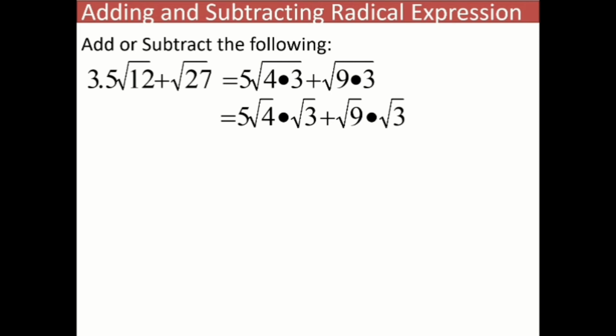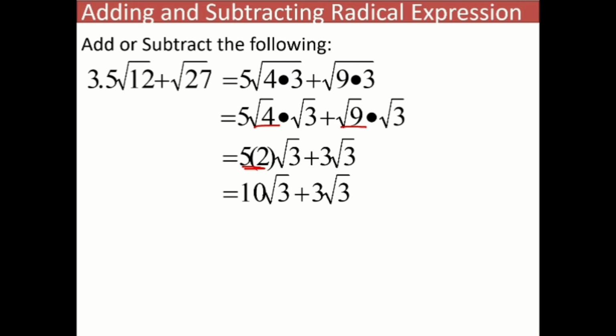That's 5 square root of 4 times square root of 3 plus square root of 9 times square root of 3. Remember that 4 is a perfect square and it has a square root, also square root of 9. So if we're going to simplify it, that is 5 times 2, which is the square root of 4, times square root of 3 plus 3 square root of 3. Then we multiply this part. That is 5 times 2. Our answer is 10 square root of 3 plus 3 square root of 3. So we can now combine similar radicals, and the answer here is 13 square root of 3.